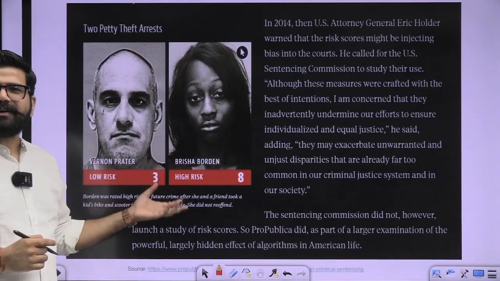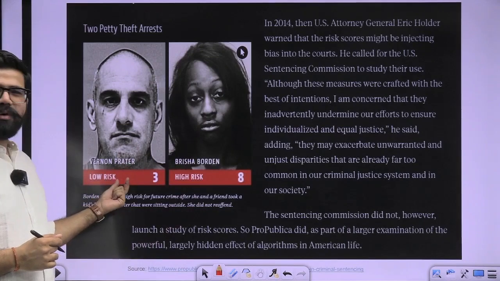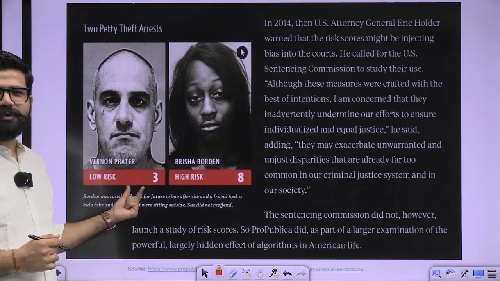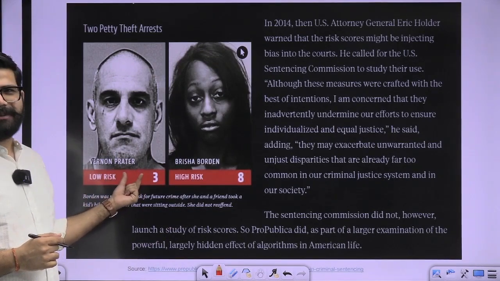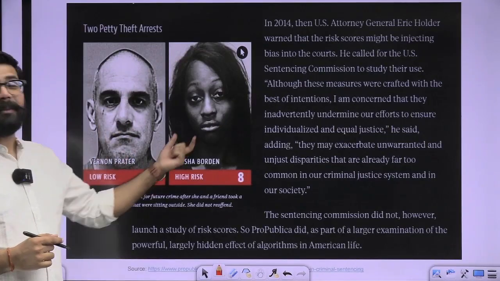So in this article, you have seen that the model gives a low risk rating to that particular person, but there is actually a high risk.